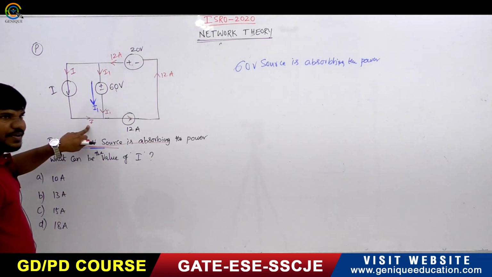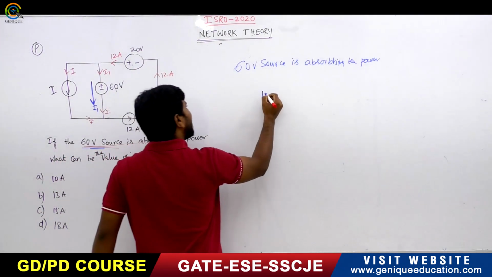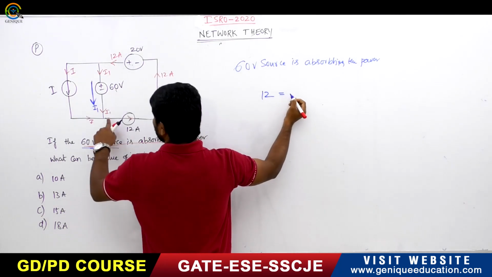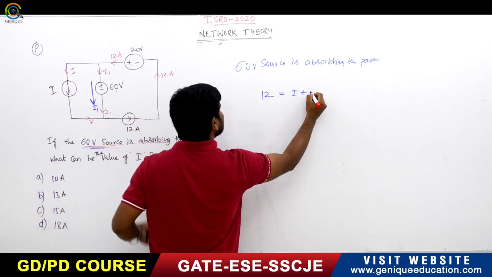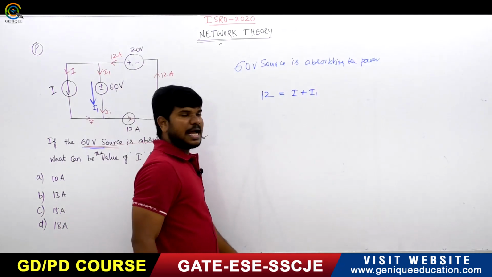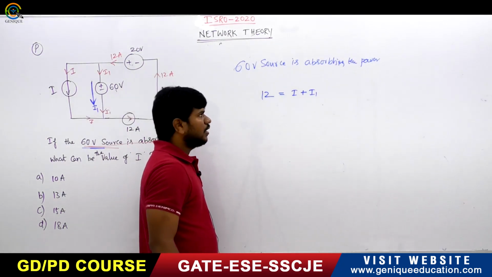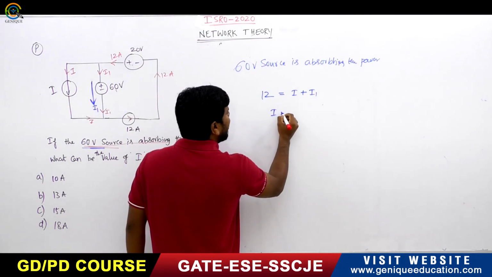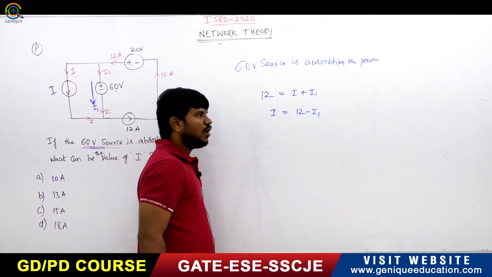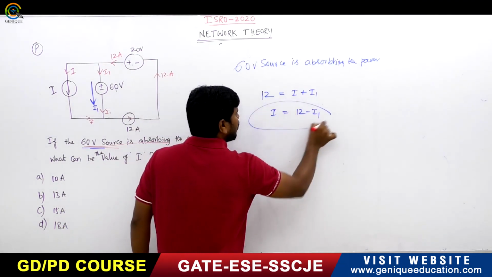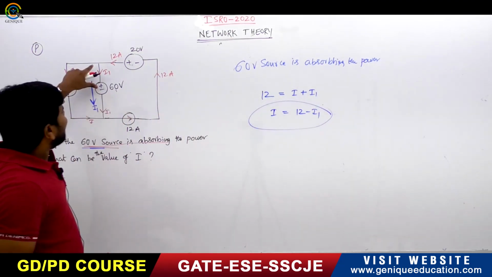So from this, what we can say? This 12 amperes is equal to I plus I1. Now what will be I? I is equal to 12 minus I1. So, do you know the value of I1?